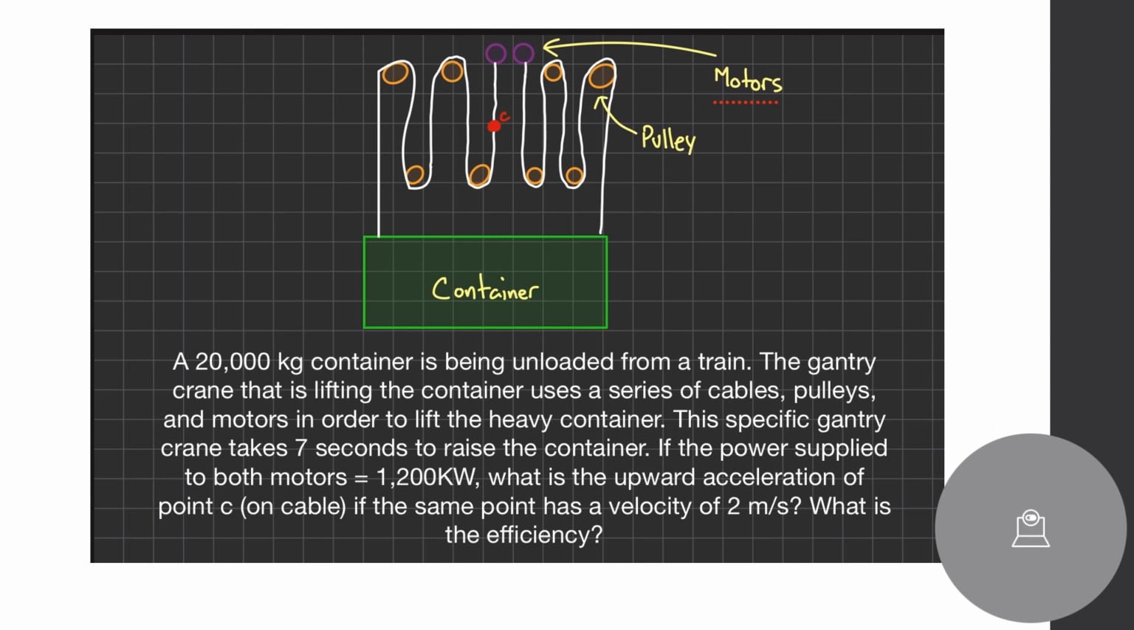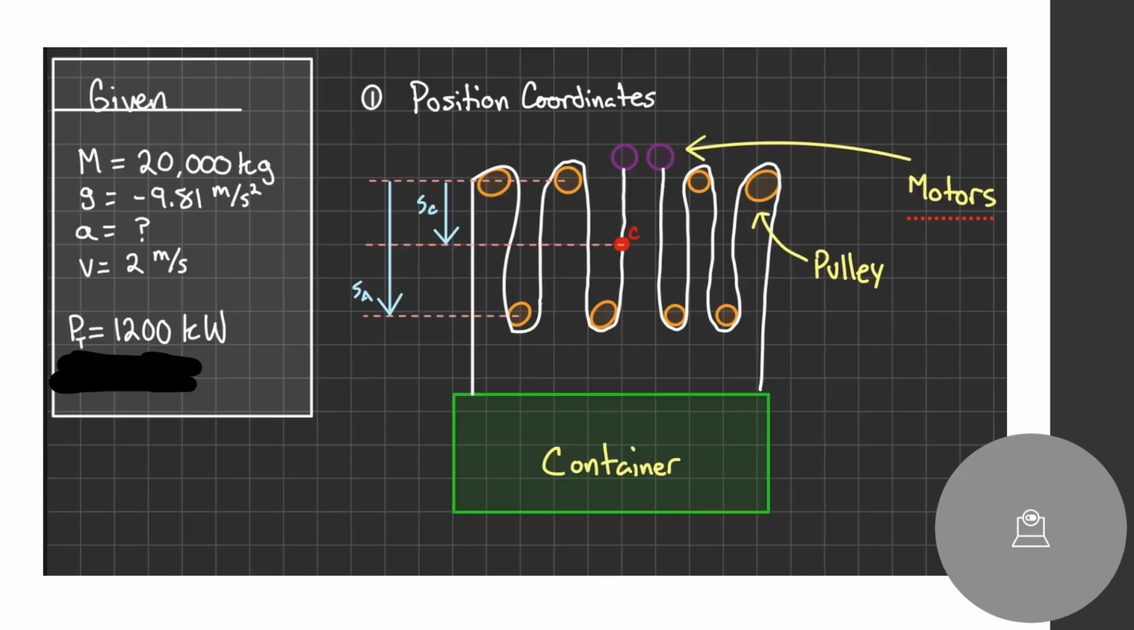If the power supplied to both of these motors is 1200 kilowatts, what would be the upward acceleration on point C that's located on the last section between the pulley and the motor, if that same point has a velocity of 2 meters per second? Additionally, what would be the efficiency?